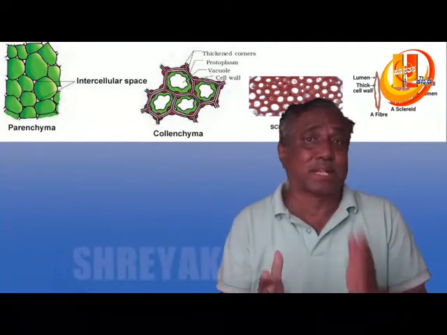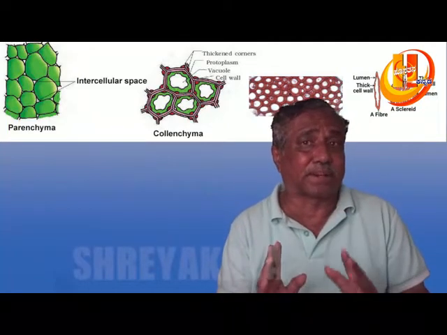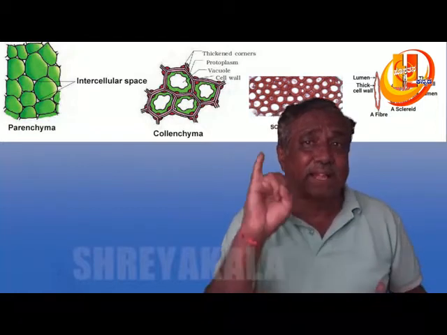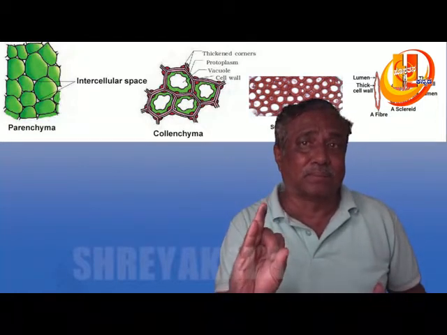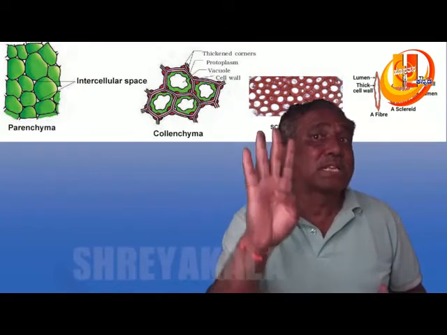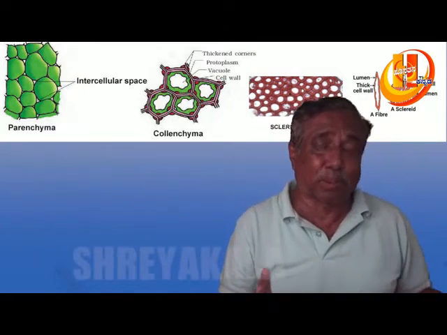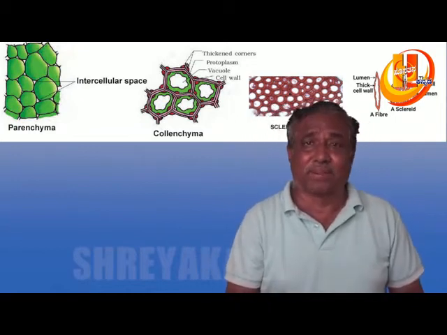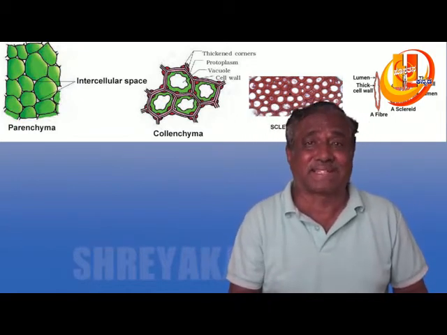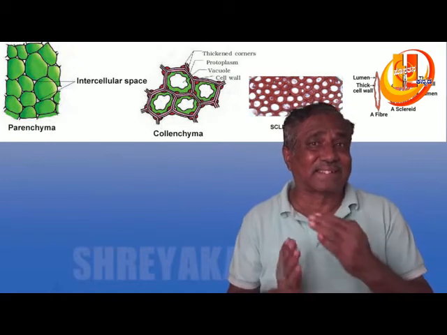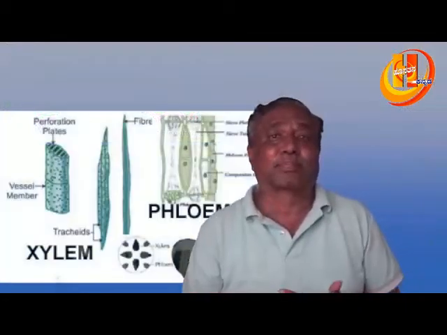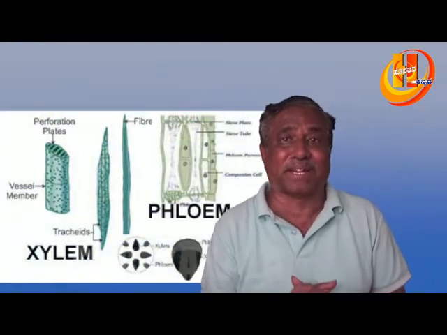Once again I will repeat, sclereids, very important. They are present in the pulp portion or grit portion of the fruits such as guava, apple, pears, sapota, and the seed coat portion of the leguminous plants, that is the pea plants. That is about the sclereids. And coming to the vascular bundles, complex permanent tissues.